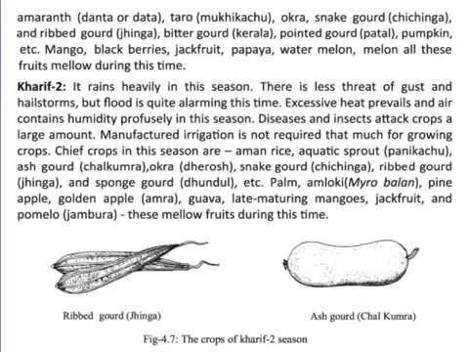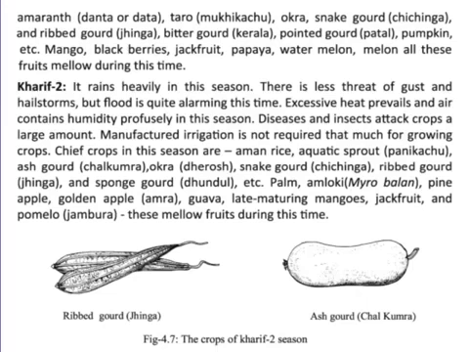Manual irrigation is not required. That means we will not do manual irrigation for growing the crops. The crops in this season are aman rice, aquatic sprout, panikochu, and ash gourd, that means chalkumra, okra, dharosh, snake gourd, sisinga, ridge gourd, zinga, and sponge gourd, that means dhundul, etc.